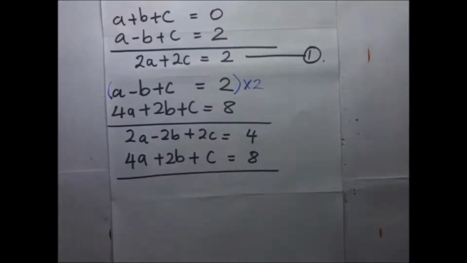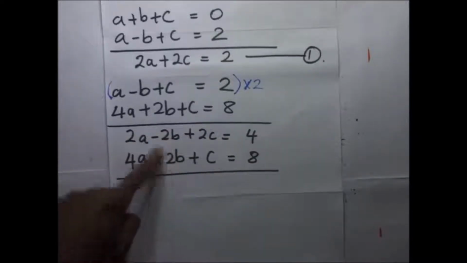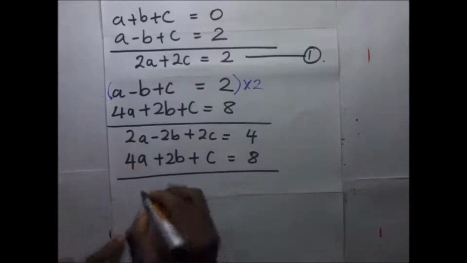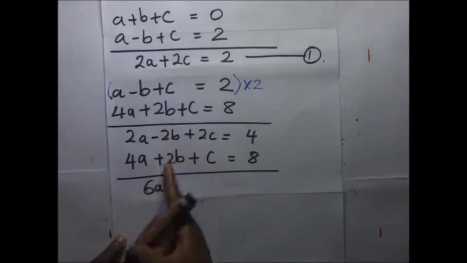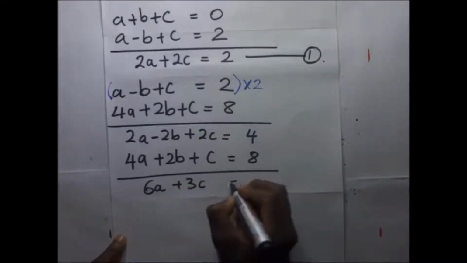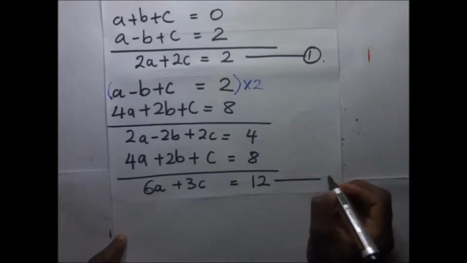So now we can just add this equation and that equation, because when we add negative 2b plus 2b, it will be 0. So 2a plus 4a is going to be 6a plus 0. 2c plus c is 3c. So it's plus 3c, which is going to give us 8 plus 4, 12. So that's our other equation.